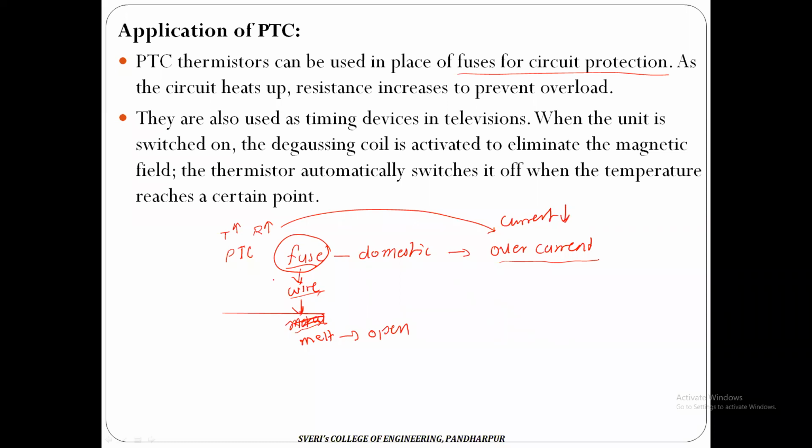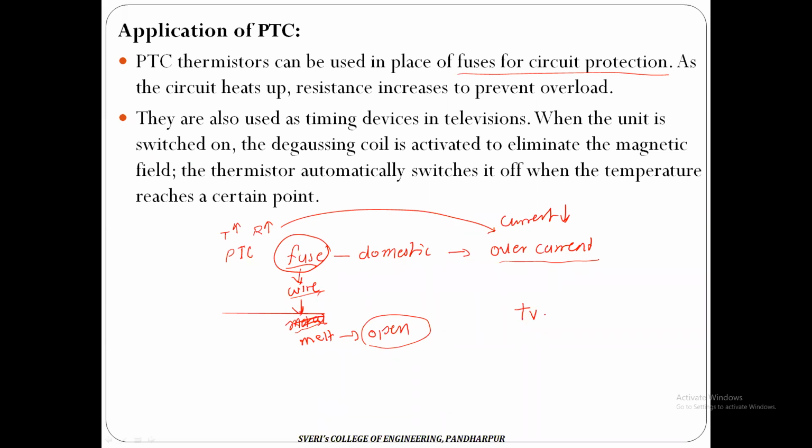It means that PTC will reduce that overcurrent and will avoid the damage of those domestic appliances. So this is the application of PTC type of a thermistor here. Get it, my point? दूसरा application देतो बघा. We use the television. We say that it's a TV.